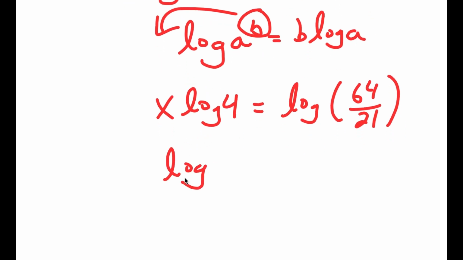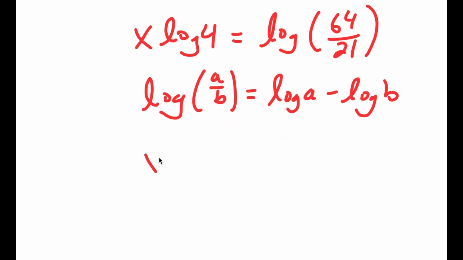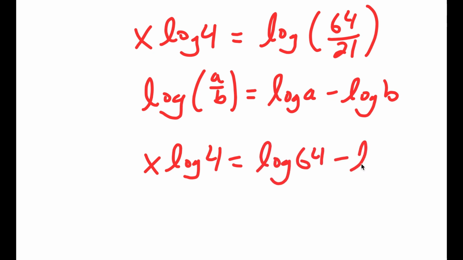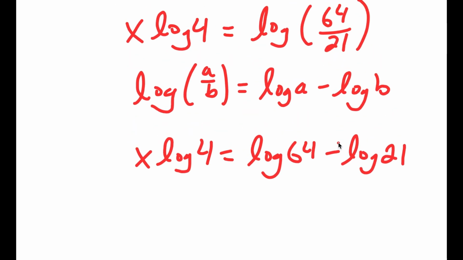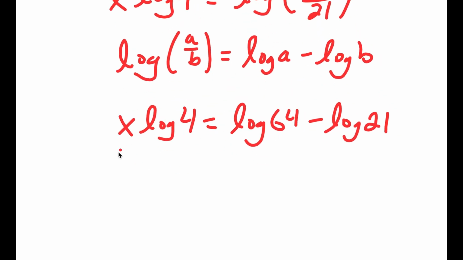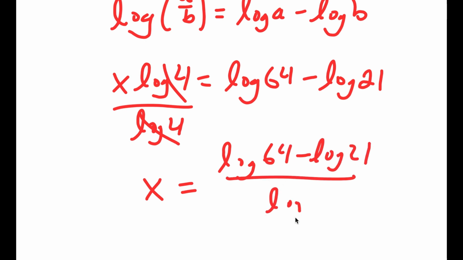Now if I have something in the form log a over b, this is equal to log a minus log b. So log 64 over 21, that's going to equal log 64 minus log 21. And now I'm going to divide both sides by log 4. So I get x is equal to log 64 minus log 21 over log 4.